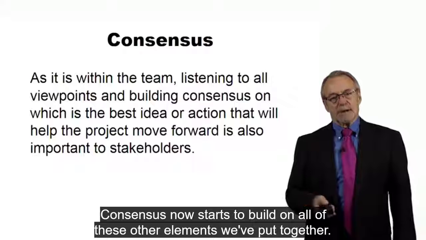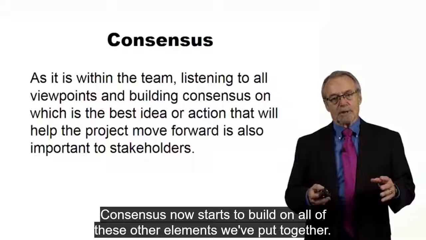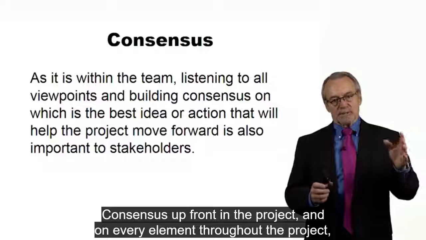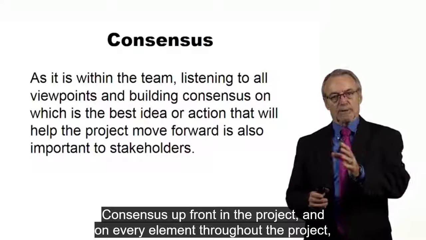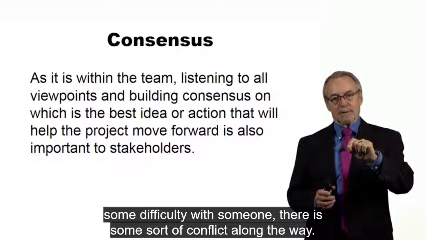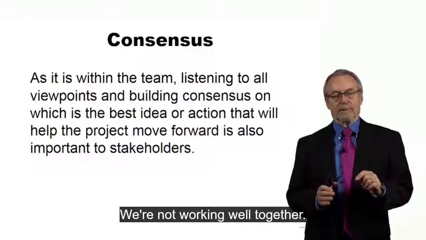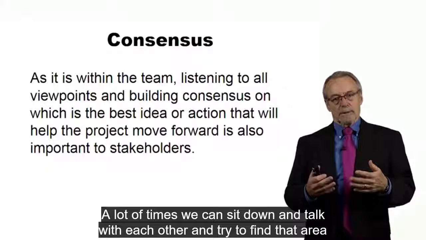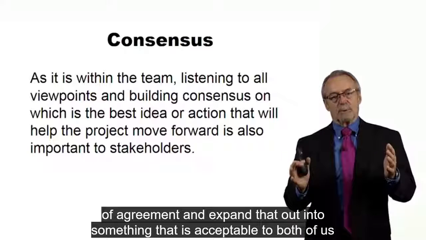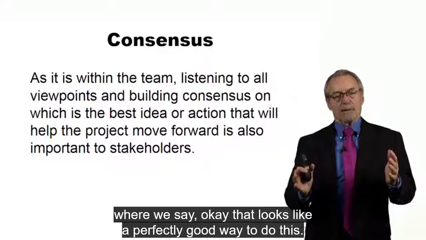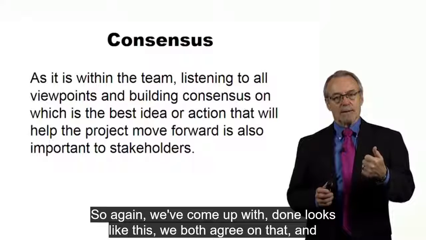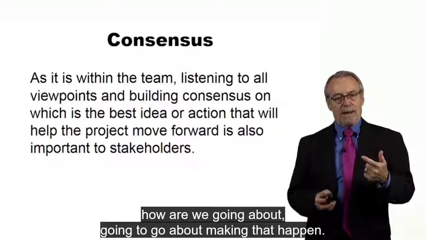Consensus. Consensus now starts to build on all of these other elements that we put together. We all need to agree, this is what we're going to do, and this is how we're going to do it. Consensus up front in the project and on every element throughout the project can avoid some of the difficulties, and when we arrive at a place where we do have some difficulty with someone, there is some sort of conflict along the way, we're not agreeing on things, we're not working well together, a lot of times we can sit down and talk with each other and try and find that area of agreement and expand that out into something that is acceptable to both of us, where we say, okay, that looks like a perfectly good way to do this, let's proceed together with that. So again, we've come up with what done looks like, we both agree on that, and how are we going to go about making that happen.